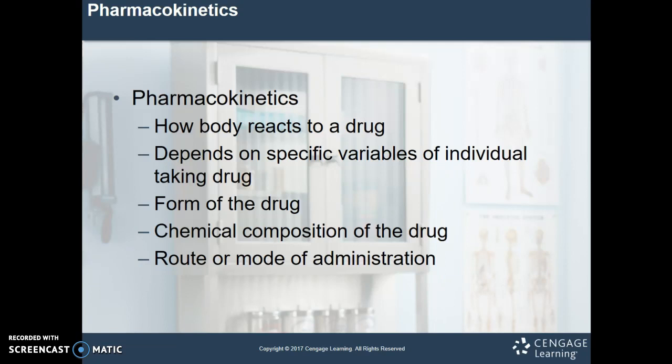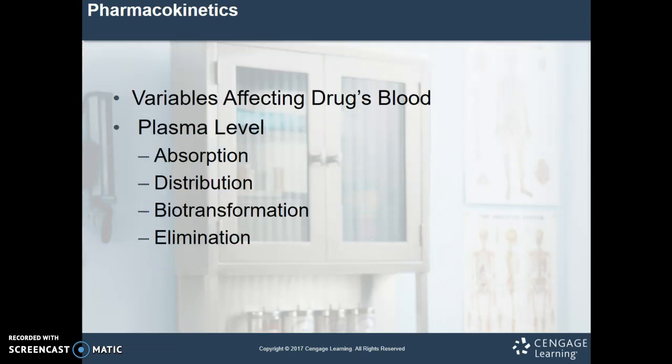Distribution. This is the process by which the drug is transported from the blood to the intended site of action. So how far does it go? Does it get distributed to all the tissues? Does it get distributed to just the bladder? Does it get distributed to the brain?